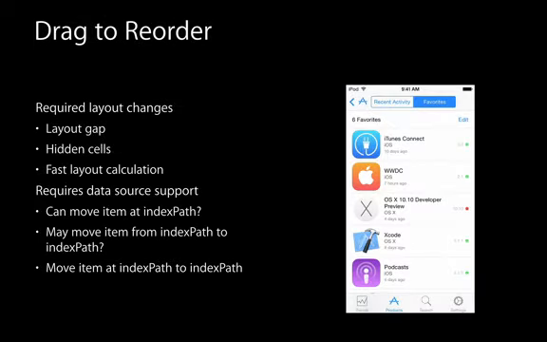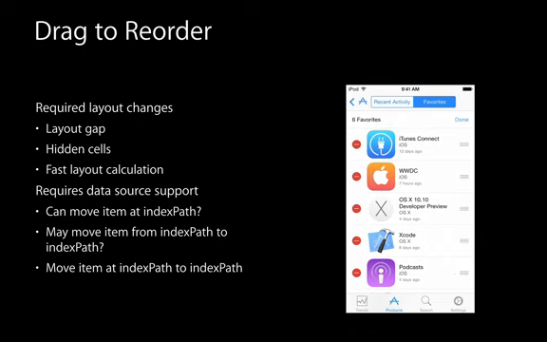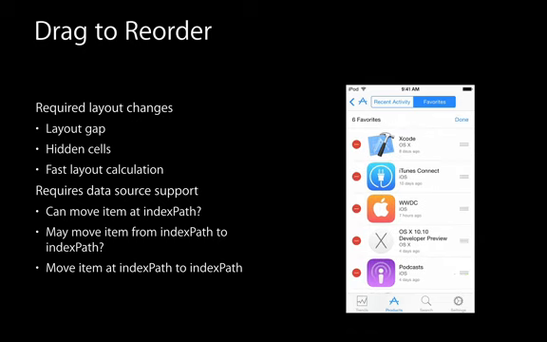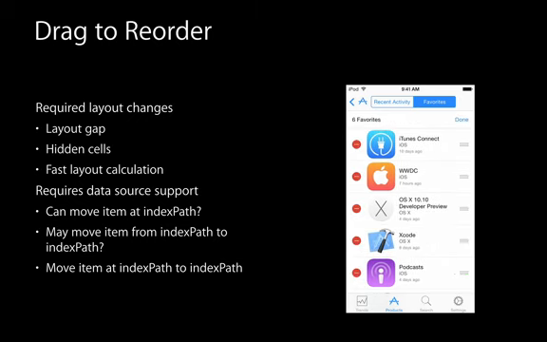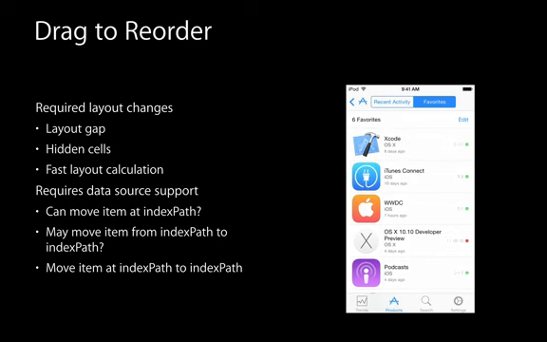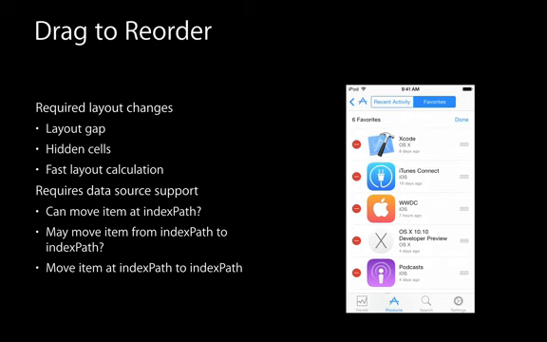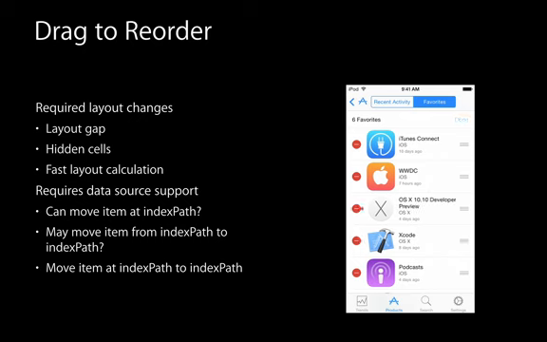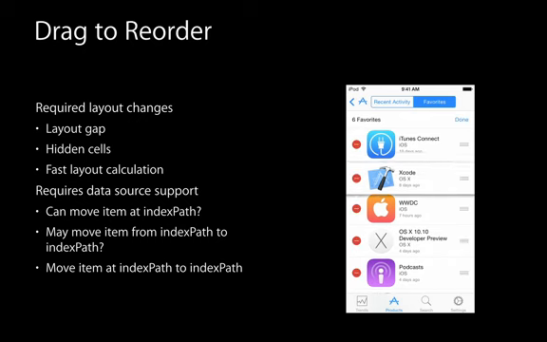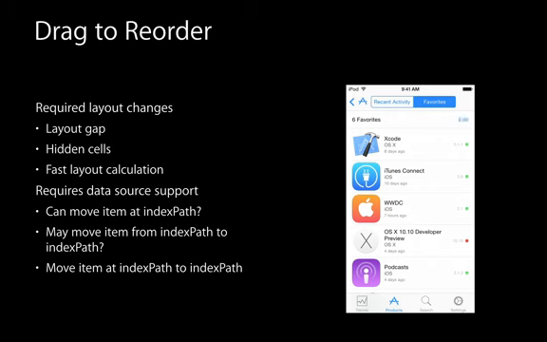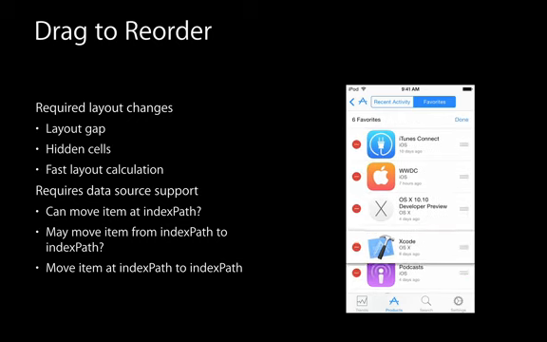So drag to reorder. It required some layout changes. In order to make everything work correctly, we needed to add a layout gap. So as you're dragging this cell around, we needed to split apart the existing cells. And we also needed to take the cell that you were dragging and mark it as hidden. And we also needed to make sure that our layout calculation was fast enough. I'm not going to pretend that it's as fast as it's going to get, because I'm not done yet. But it was fast enough. It feels reasonably fluid. It's good enough for the first release.